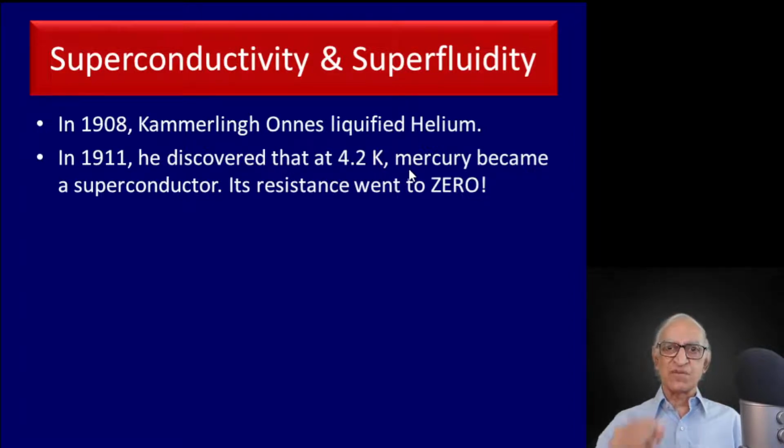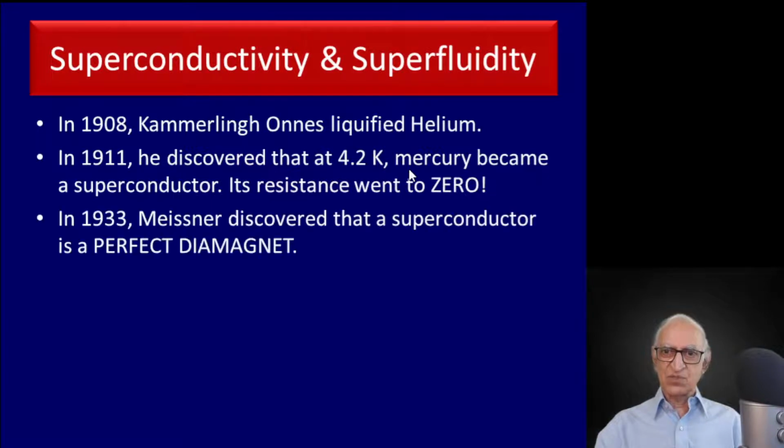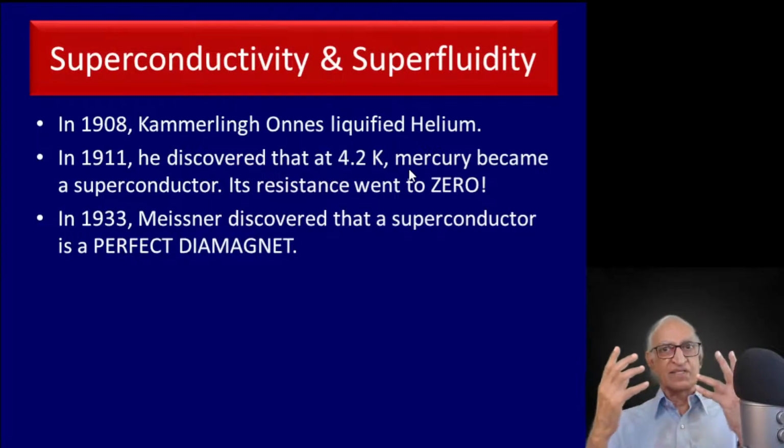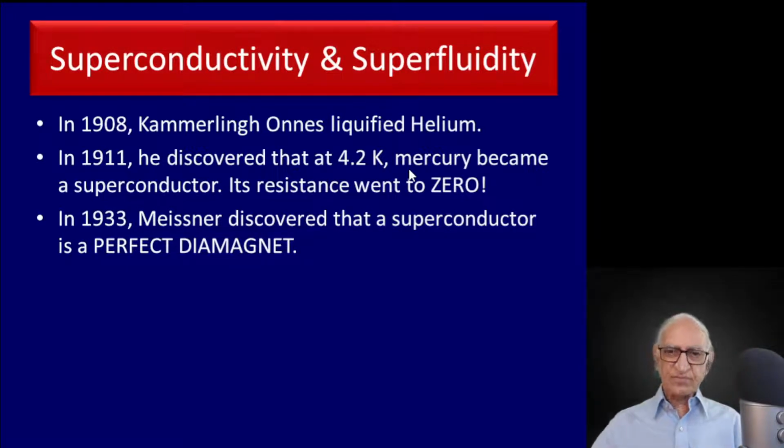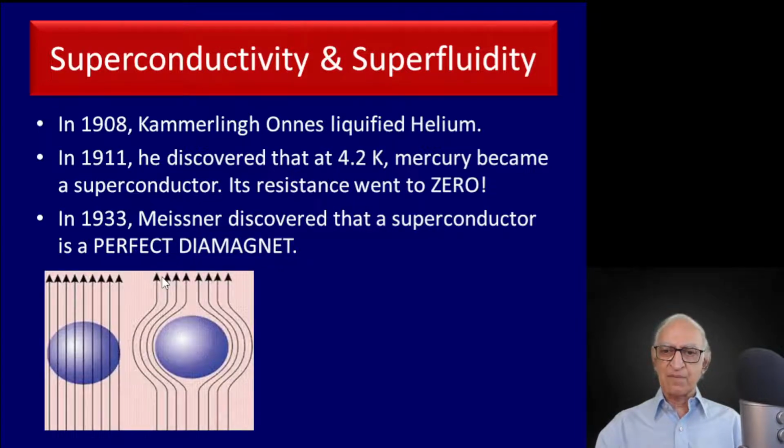Within 3 years, in 1911, he discovered that at a temperature of 4.2 Kelvin, the electrical resistance of mercury became zero. Not small, but identically zero. And it became a superconductor. In other words, if I set up a current in the loop, the current will not dissipate in the age of the universe. In 1933, a German physicist, Meissner, discovered that a superconductor is a perfect diamagnet.